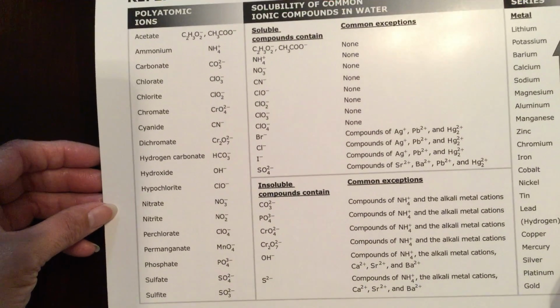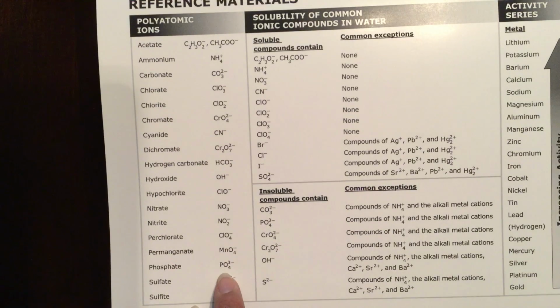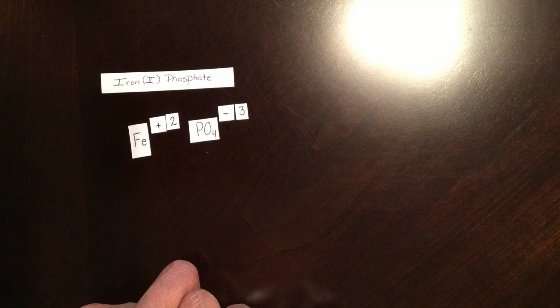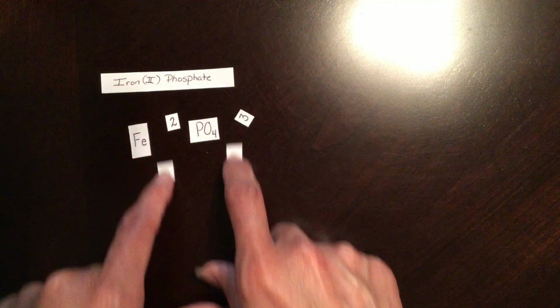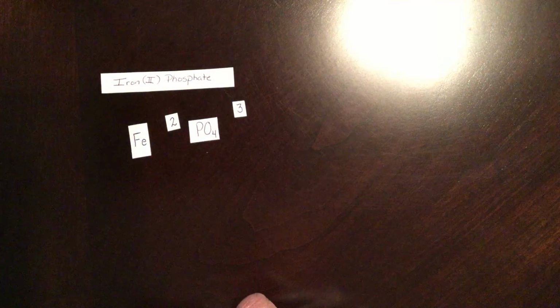So what we're going to do is we're going to get our chart that we received and look under the polyatomic ion list and look for phosphate, which is PO4 with a -3 charge. So we're going to get PO4. I'm going to put our -3 charge right here. Alright. Are they the same number opposite charges? No, they're not. So the charges go away. And we're going to crisscross it just like normal.